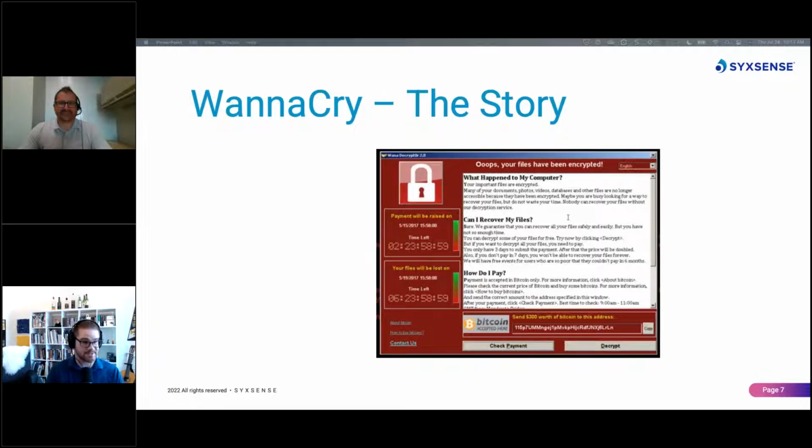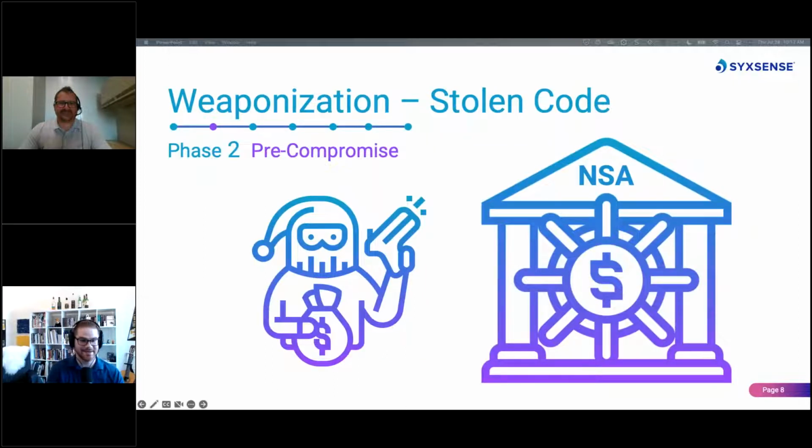Actually, it starts in the United States with the National Security Agency. If you attended last month's Masterclass, you might be a bit surprised to find the second stage, weaponization, listed first in our kill chain.